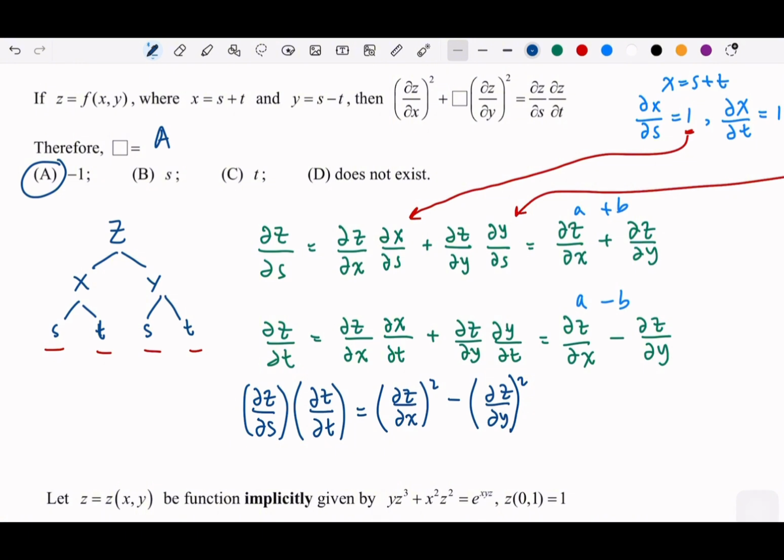Interesting question, right? The question doesn't make you write many calculations, but you need to think, and I think that's a smart question.